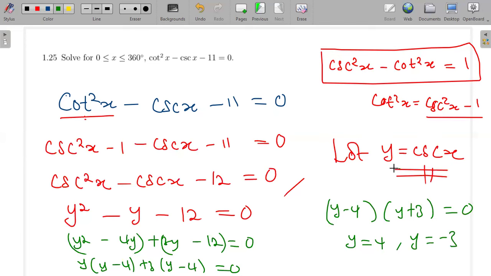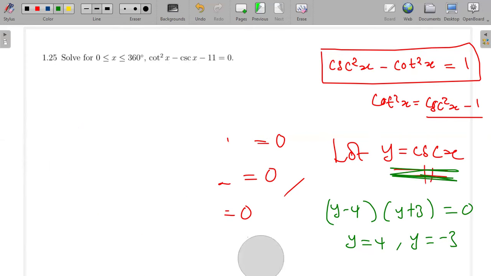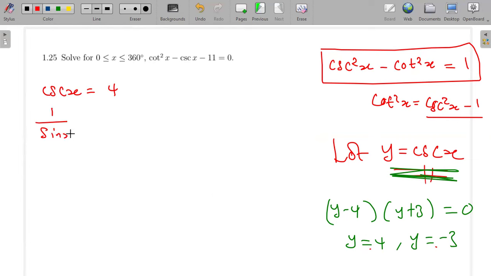Okay, but y is equals to this. And we're interested in finding the values of what? Y. So we're going to get this one. It's going to give us two solutions. Even this one is going to give us two solutions. So if I get my y as 4, then I have cosec x is equals to 4. Okay, but cosec is just 1 over sine. So I have 1 over sine x is equals to 4. So this simply means sine x is equals to 1 over 4.